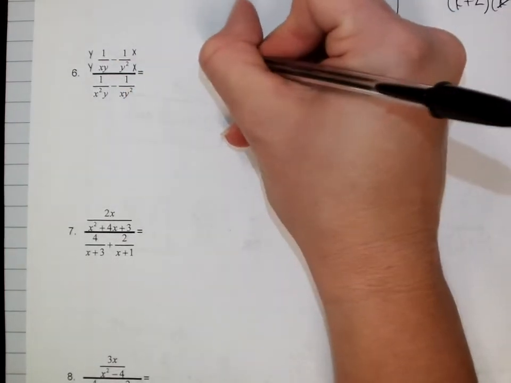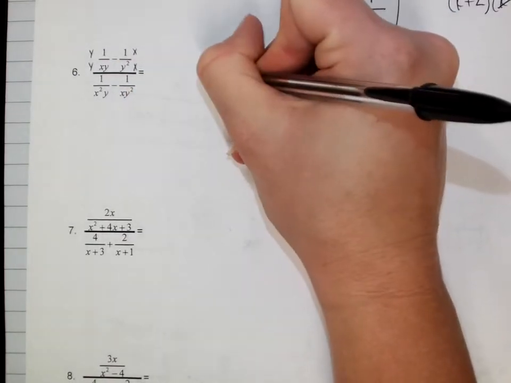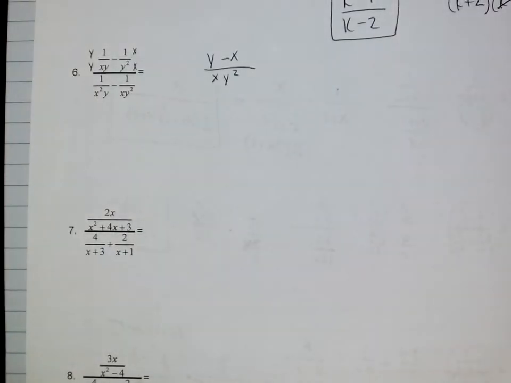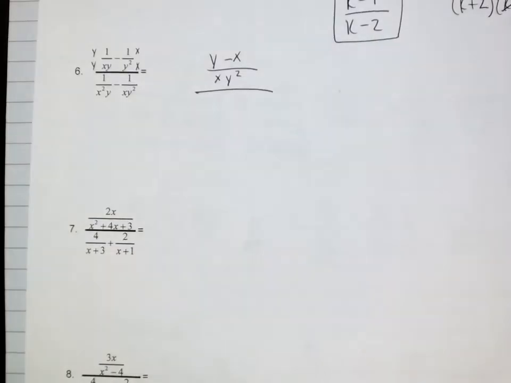So this becomes just y minus x over xy squared. I kind of skipped one little tiny step there, but I'm not too worried about you figuring that out because I have faith in you.